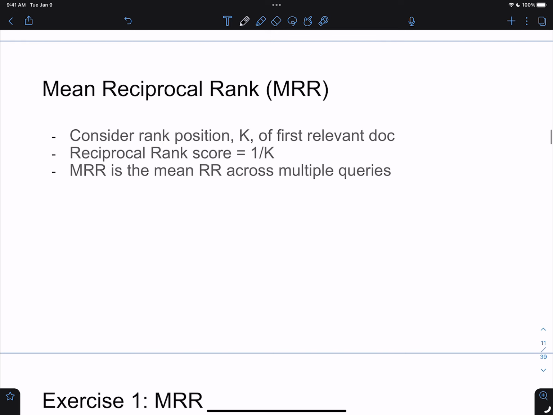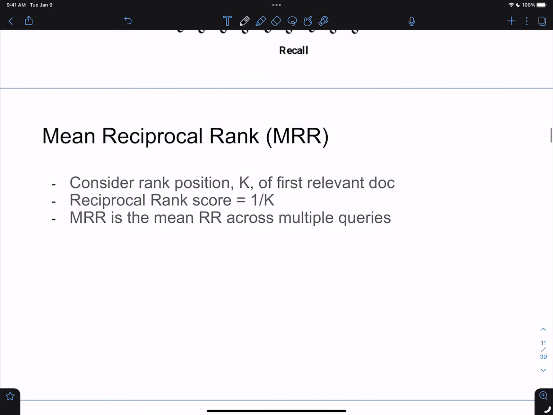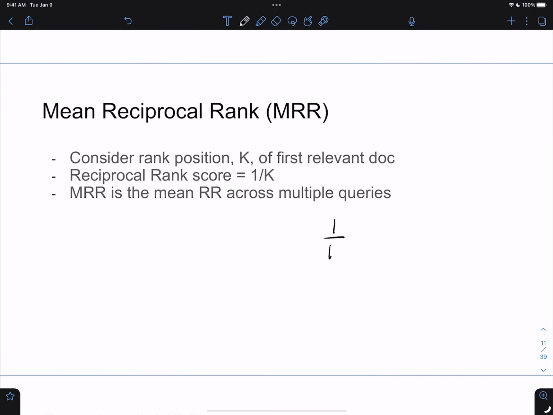We also discussed in class mean reciprocal rank. Let's say you consider the rank position K of the first relevant document. The reciprocal rank score is essentially just 1 over K. And then the mean reciprocal rank is just the mean of the reciprocal ranks across multiple queries. And now we're going to an exercise of how to do this.